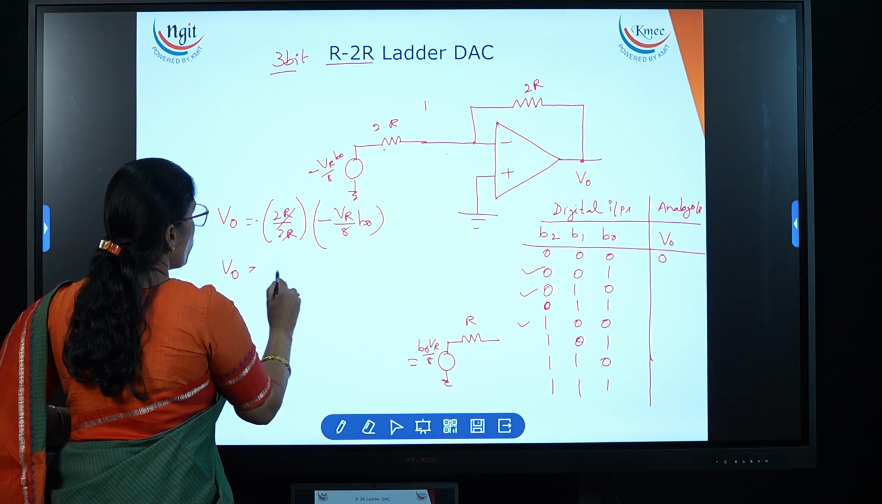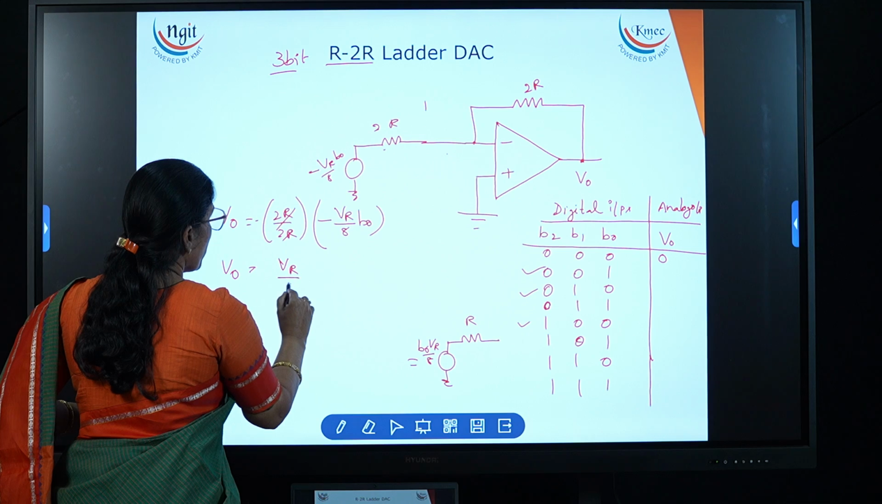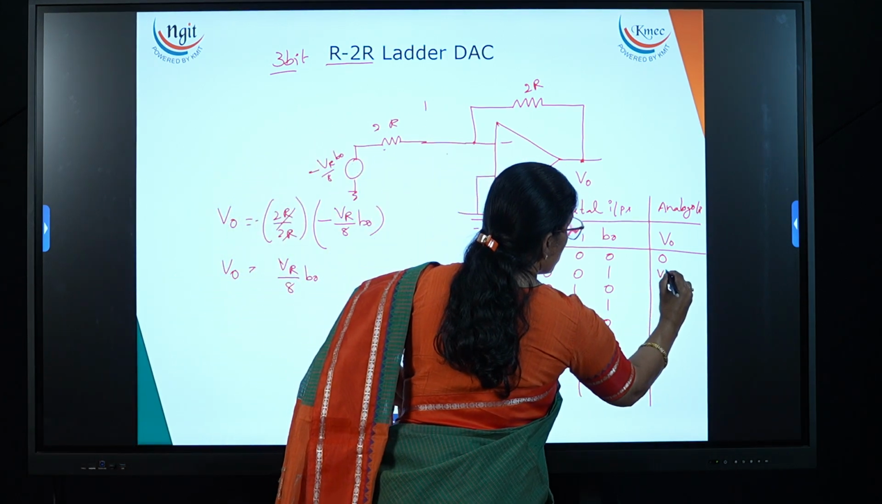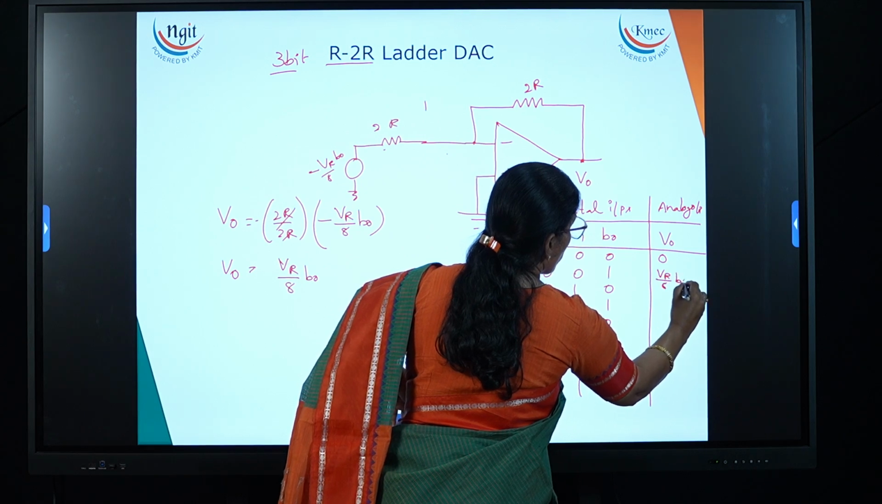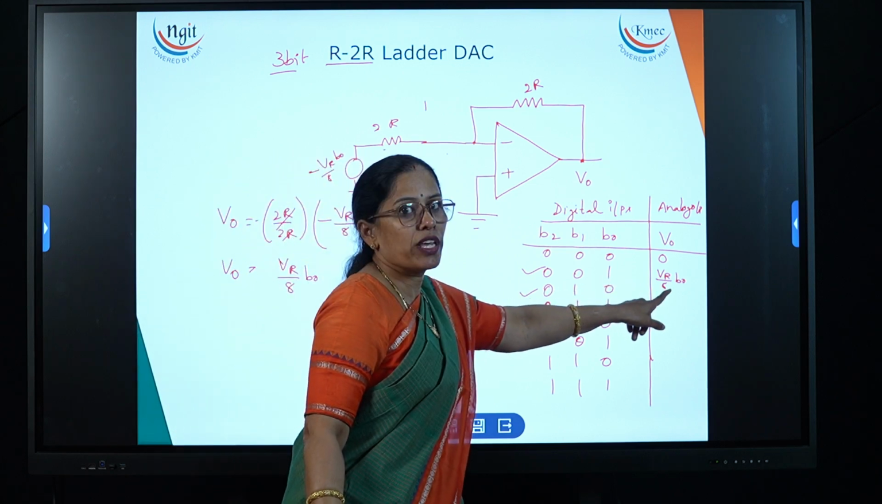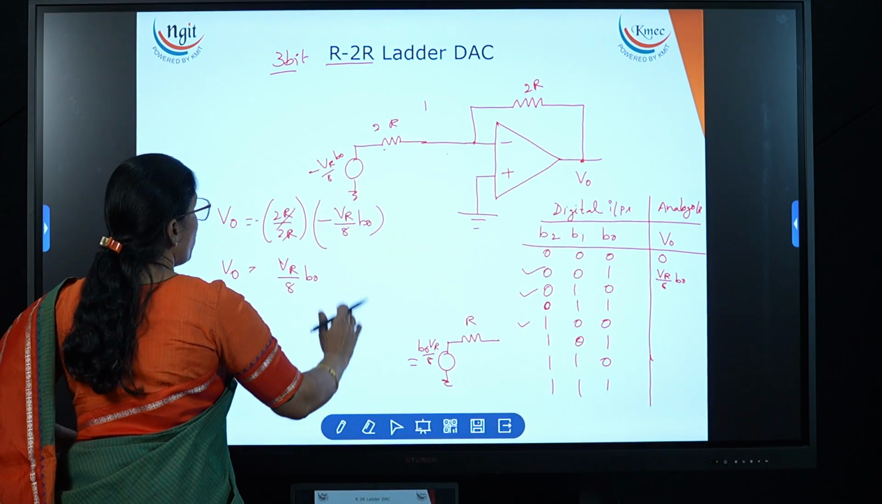So V0 is equal to what I am getting here: VR by 8 into B0. So my output voltage is VR by 8 into B0. If I take the reference voltage as minus, then I will get a plus VR over here. Okay, this is for the first condition.